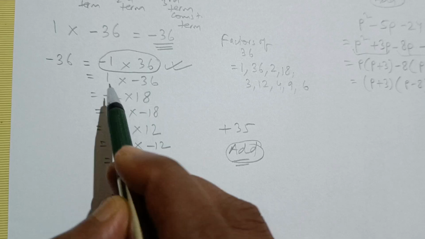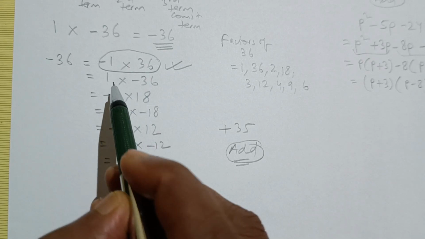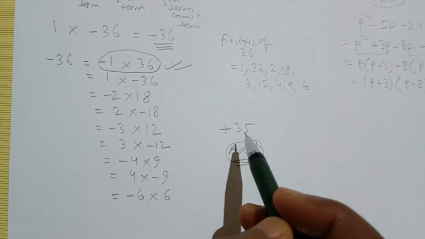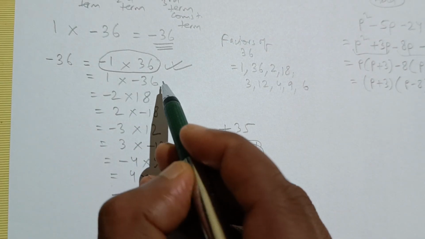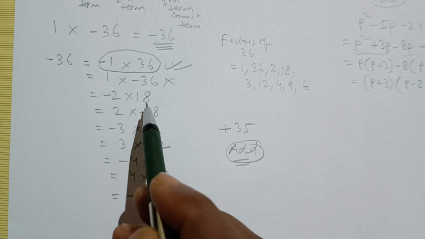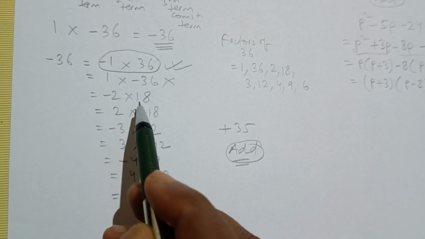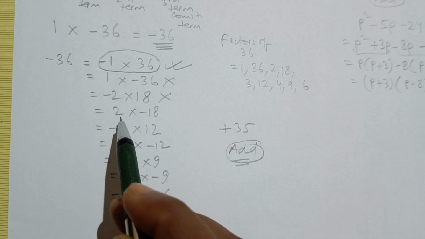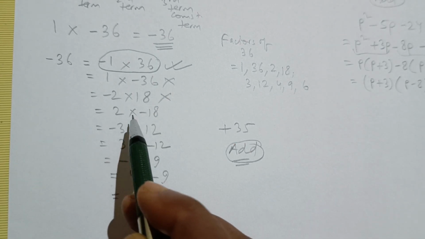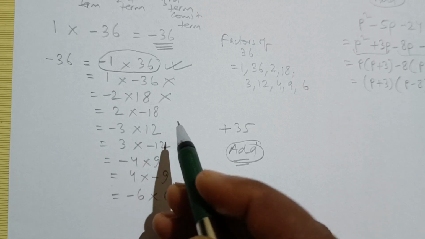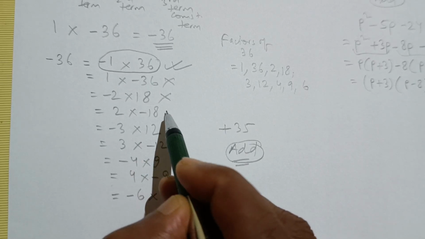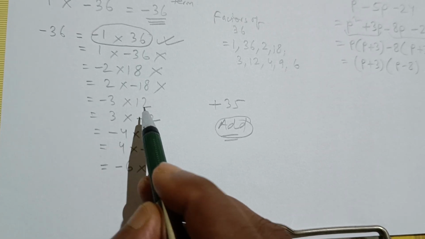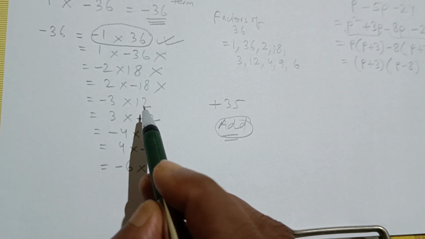So 1 and minus 36, if you add, 1 plus minus 36 is 1 minus 36, which is minus 35. I want plus 35. This is giving me minus 35. So this is not. Minus 2 and 18. So add it. Minus 2 plus 18 is plus 16. No, I want plus 35. 2 and minus 18, if you add, 2 minus 18 is minus 16. No, this is not. Minus 3 and 12, if you add, minus 3 plus 12 is plus 9.